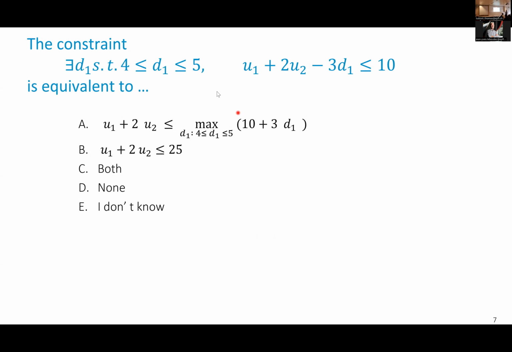Now, if I do the same exercise as a minute ago, is this equivalent to any of those forms that I'm proposing here? Are you able to continue the reasoning? I close the poll in a few seconds. And the majority says C, which is correct.